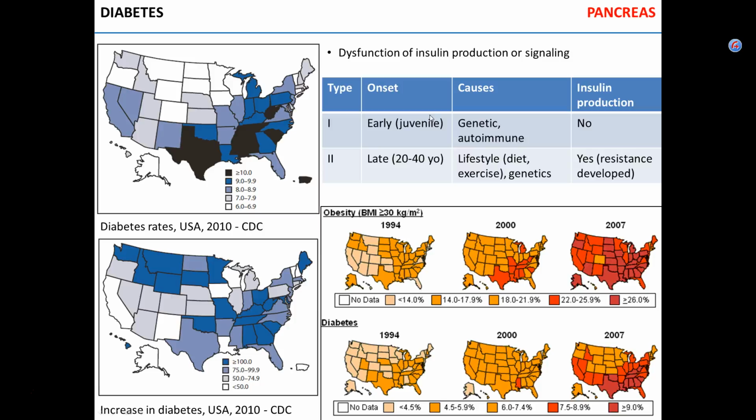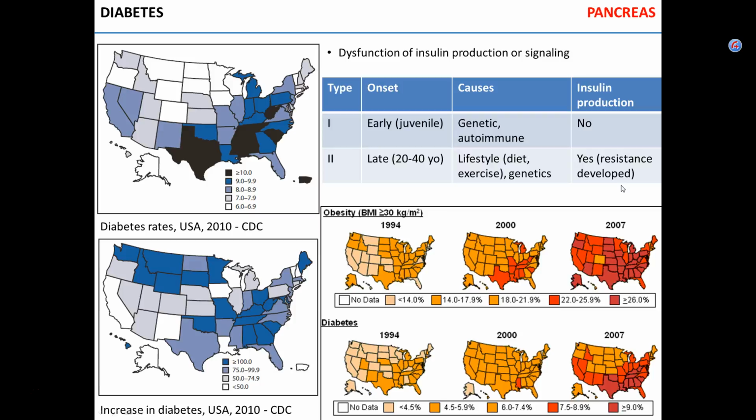Now type 2 is more fascinating. It usually has a later onset, and it's a consequence of lifestyle. A genetic component contributes to it, no doubt. Some people are more sensitive, more prone to type 2 than others. Okay? And it's characterized by production of insulin, but as we just discussed, people become insulin resistant.